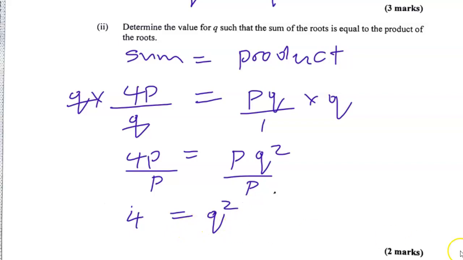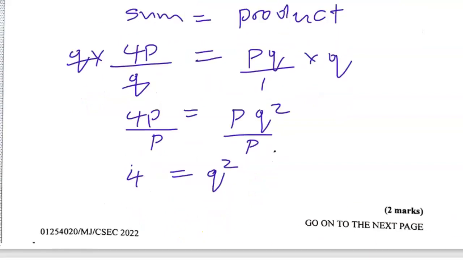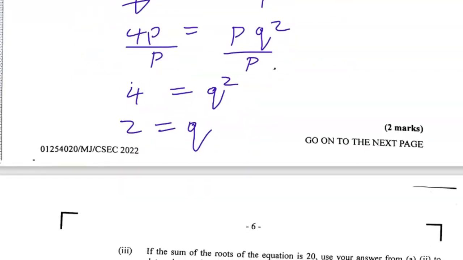And recall we were told that the values of p and q, they are positive. So we'll take the positive square root. So q is equal to 2. Next.